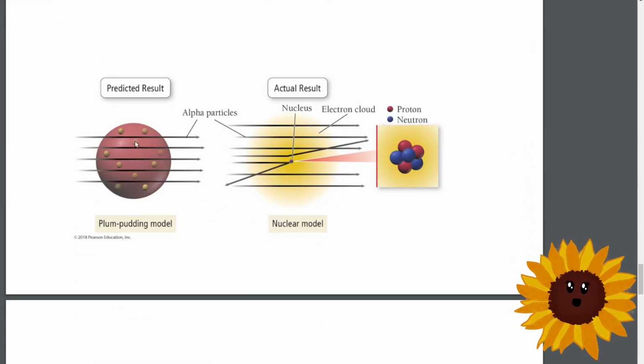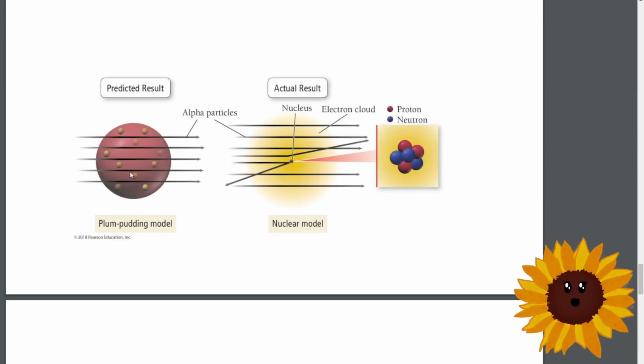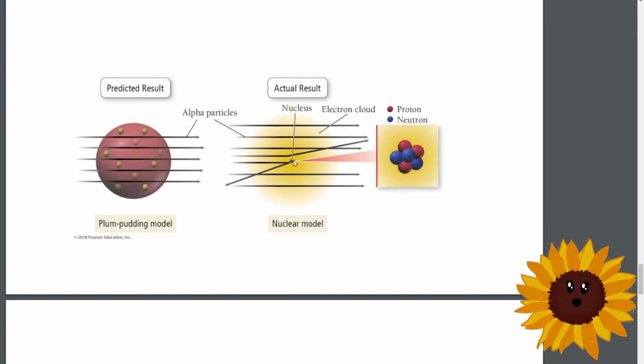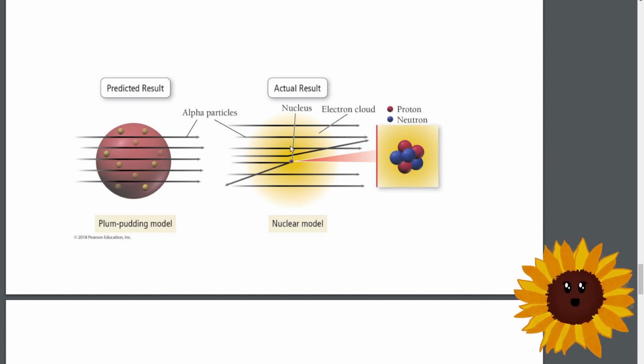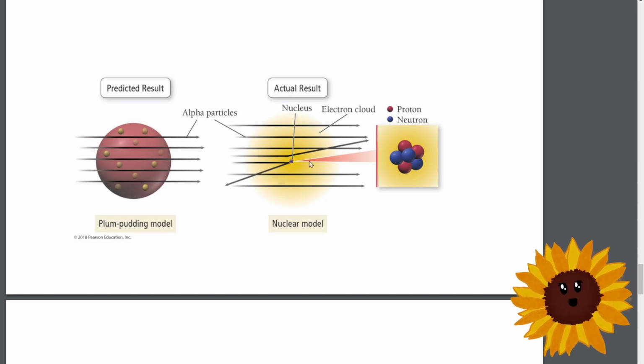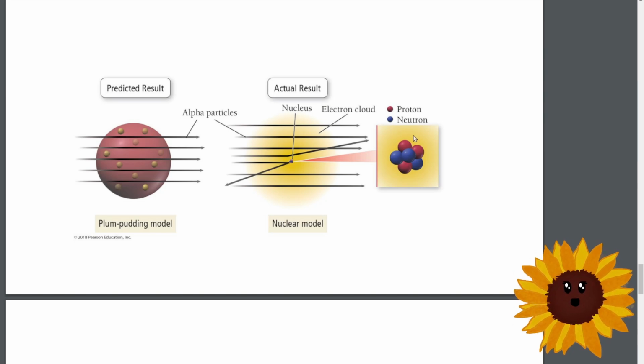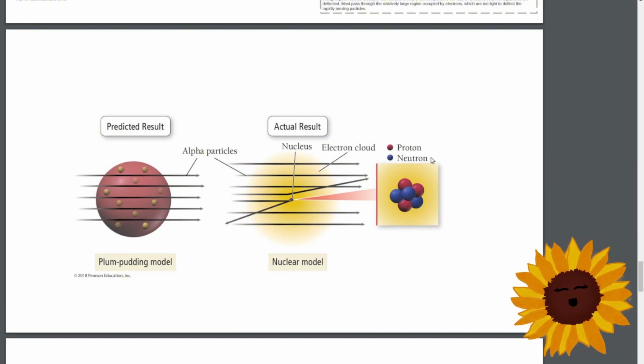The predicted result was that everything would just pass through. The actual result is that the gold atom nuclei were bouncing or repelling the helium nuclei. This is how they discovered, okay, there must be some dense forms in there, which they discovered to be protons and neutrons, in order for this to actually happen.